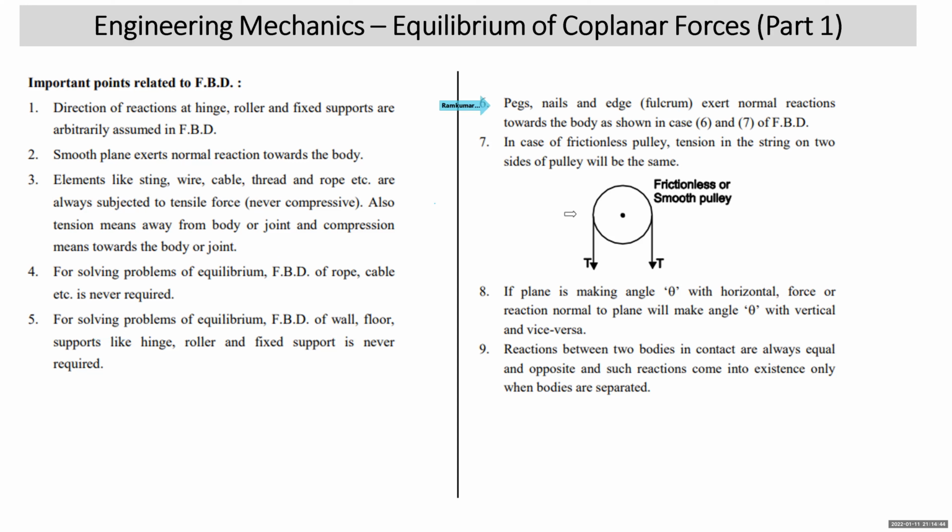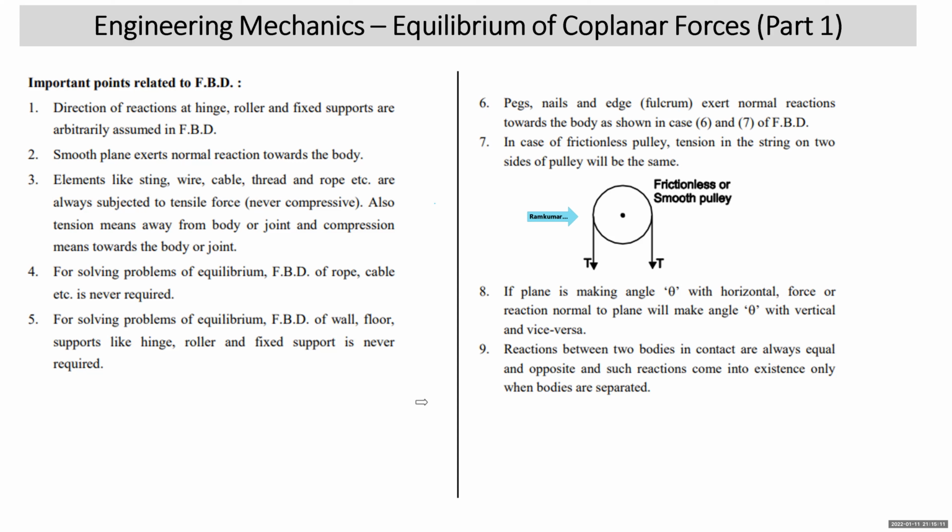Pegs, nails or fulcrum exert normal reaction, that too towards the body. Next, in case of a frictionless or smooth pulley, if you have a string or wire or cable or rope taken around it, tension in the rope will be equal, and it will always be away from the pulley.